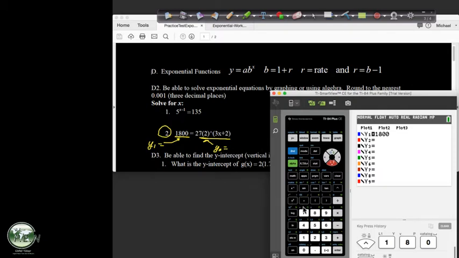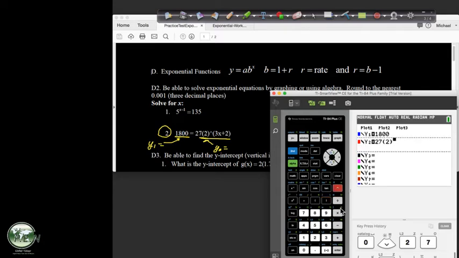For y2, we can do it just like this, or our calculators might make it look a little different, but we've got 27. When we put the parentheses, it knows that means multiply. So we'll do the parentheses again. We'll put the exponent key. Now you probably get away without putting the parentheses if your calculator looks like mine, but let's go ahead and put the parentheses, 3x plus 2. Okay, so we've got that ready to graph.